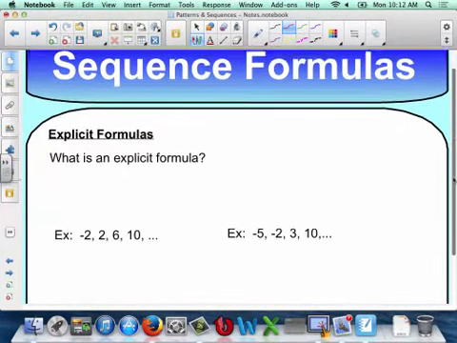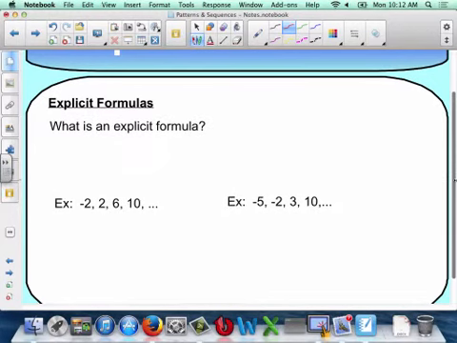So, Austin and Keenan point out a very good fact, right? The ability of an explicit formula is that it allows you to jump to any term without having to go through and list all the previous terms.